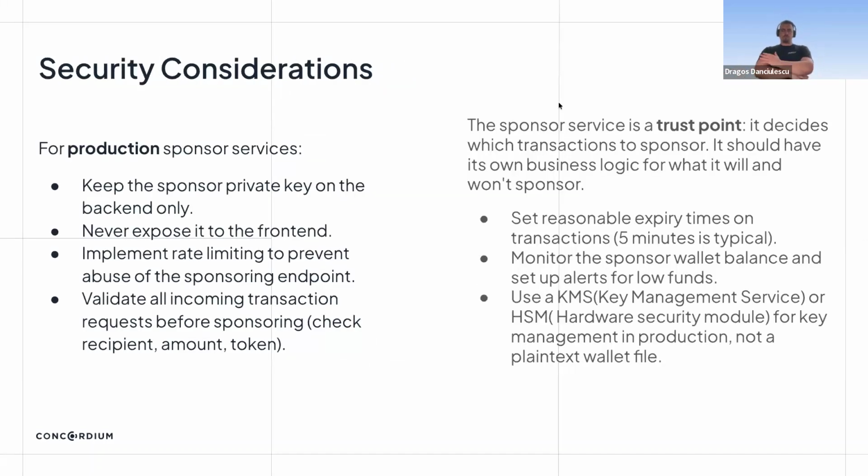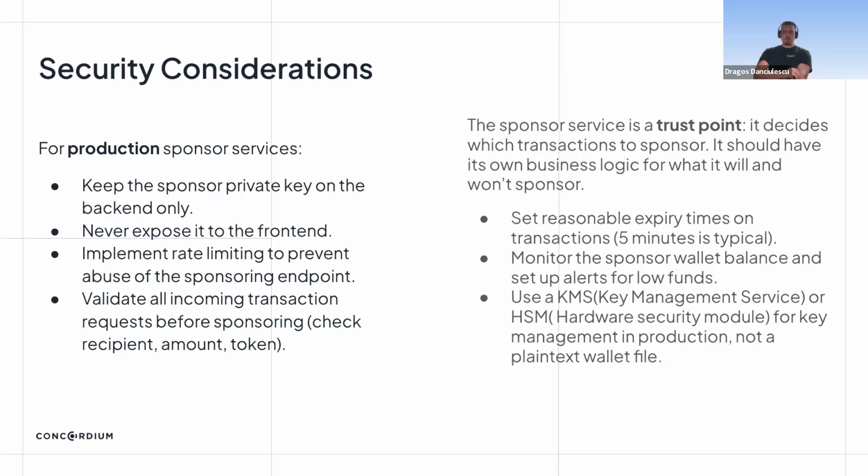Now, before we move on to the live demo, the QR code that you scanned before, that's just an example application that you could use to build your own app, but it's not a production-level app, a production-ready app by no means. So if you want to actually do something in production, you should keep a few security considerations in mind. So what's important, first of all, is that the sponsor service is a trust point. So that decides which transaction to sponsor, which means that it should have its own business logic for what it will and it won't sponsor.